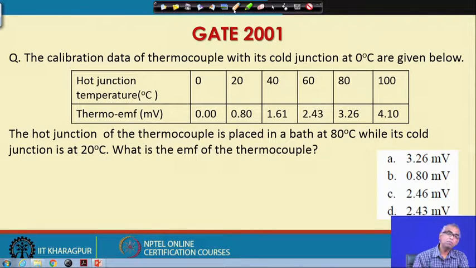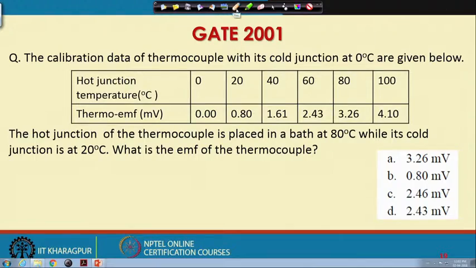Now, the thermo EMF that is produced in a thermocouple depends on the temperature difference between the cold junction and the hot junction. When the hot junction is kept at 80 degree Celsius and the cold junction is kept at 20 degree Celsius, the temperature difference between these two is 60 degree Celsius.